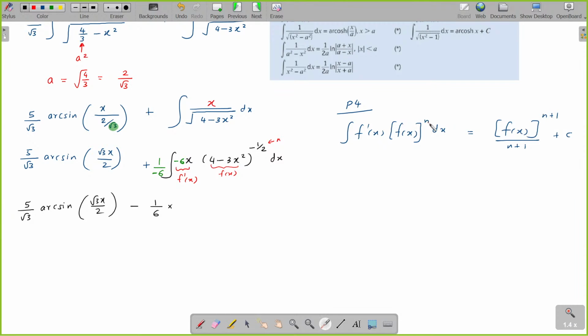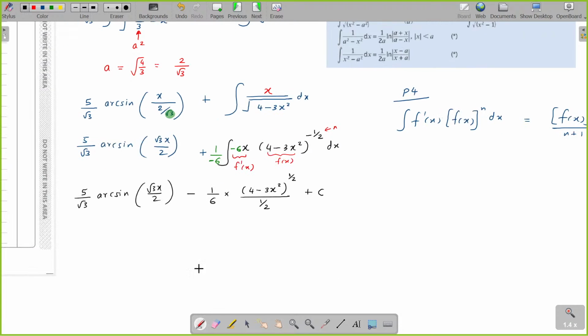Now let's do the integration. All you have to do is just add 1 to the power of your f(x). 4 minus 3x square is there. You add 1 to the power minus half, you get plus half, and divide by half. And don't forget the plus c. Simplify this and try to give your answer in the simplest form.